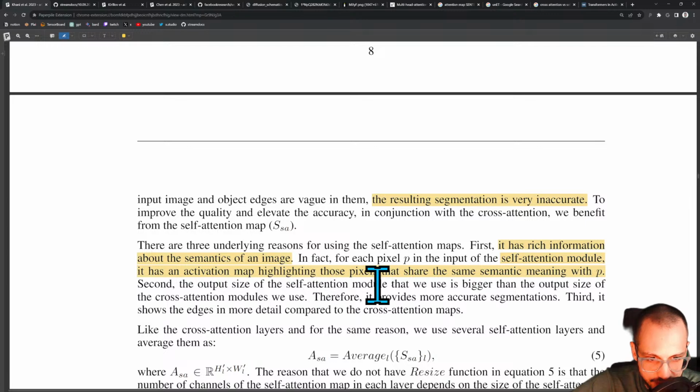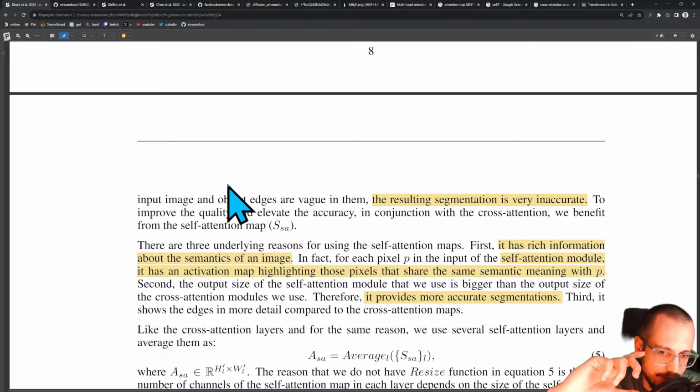Second, the output size of the self-attention is bigger than the output size of the cross-attention, therefore it provides more accurate segmentations. Okay. I would say it's also more accurate just because it's an attention operation that's happening between the same image modality, right? Versus the text and image cross-attention, which is probably more sloppy, because there's information that you could gain from being a little sloppy, right?